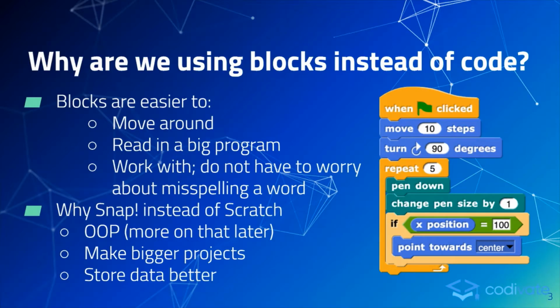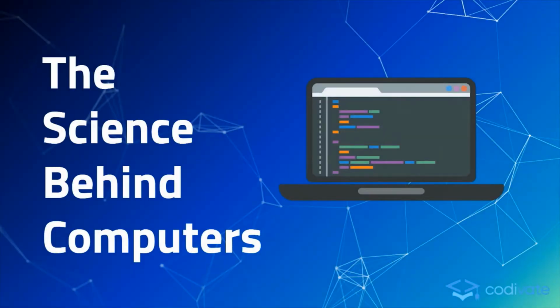We might also want to know why we chose Snap instead of Scratch. This is because it has better support for object-oriented programming, you can more easily make bigger projects, and the ability to store data is much easier. And specifically, we're going to be talking about the science behind computers in this section.